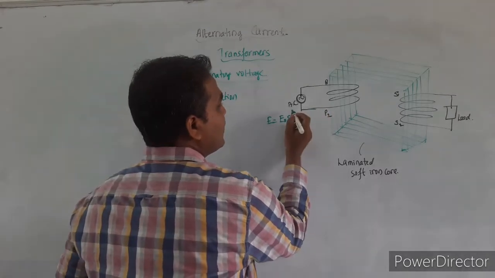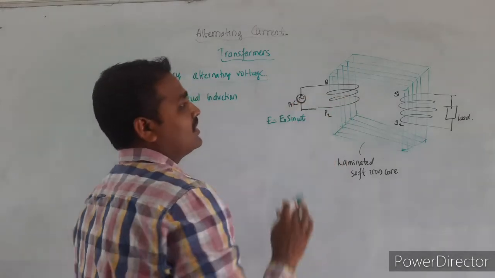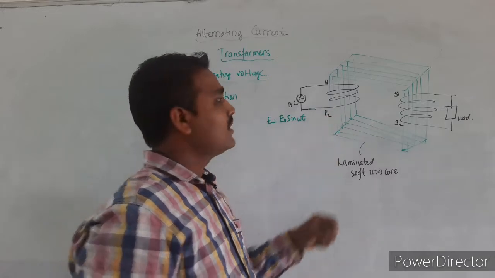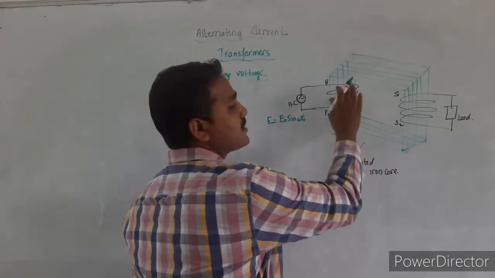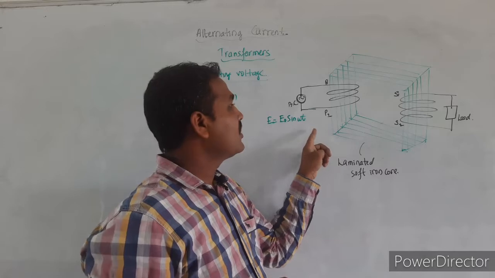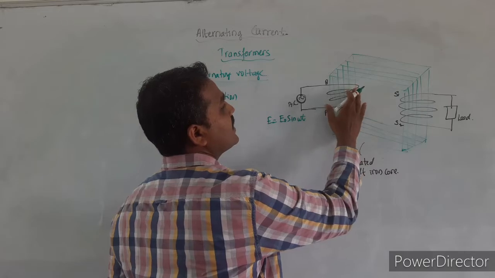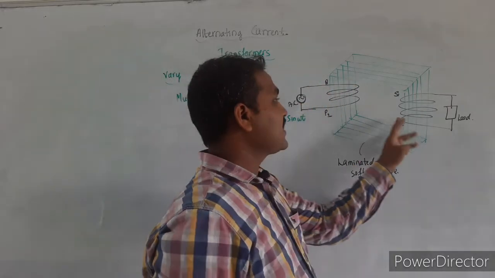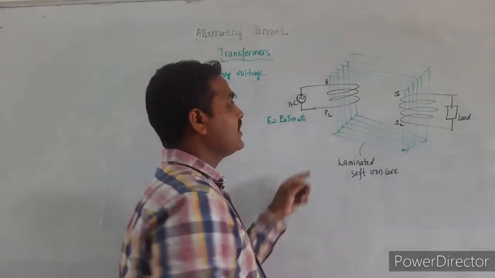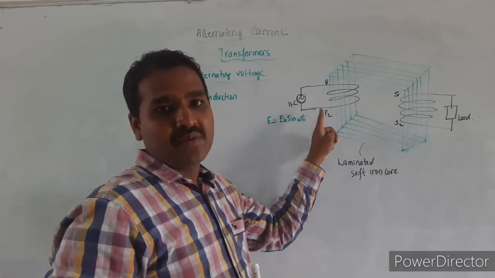Whenever the circuit is closed, current flows through the coil. When the current magnitude and direction continuously change, a magnetic flux is produced in this coil, and that magnetic flux is also continuously changing because of the change in input current. This magnetic flux is linked with the soft iron core, and the same magnetic flux is also linked with the secondary coil. Since the coil is a pure inductor, there is no loss of power.